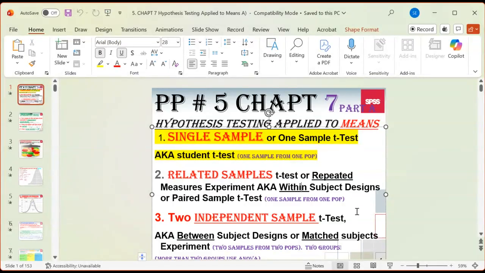And keep in mind, once we finish this, we start ANOVA, analysis of variance. And analysis of variance is the follow-up on t-test. We will have independent sample design, one-way ANOVA, and repeated measure design, one-way ANOVA. But for now, let's just focus on that highlighted area, which is a single sample or one sample t-test.